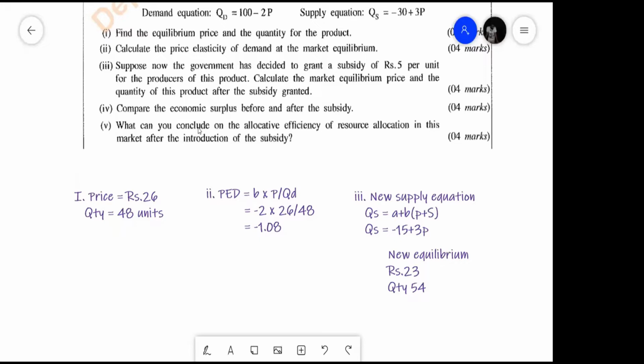Part 5, what can you conclude on the allocative efficiency of resource allocation in this market after the introduction of the subsidy? Guys, allocative efficiency is where, you remember, marginal cost equals marginal benefit, price equals marginal cost equals marginal benefit. There's a story for allocative efficiency. But here, you know what happens, right?